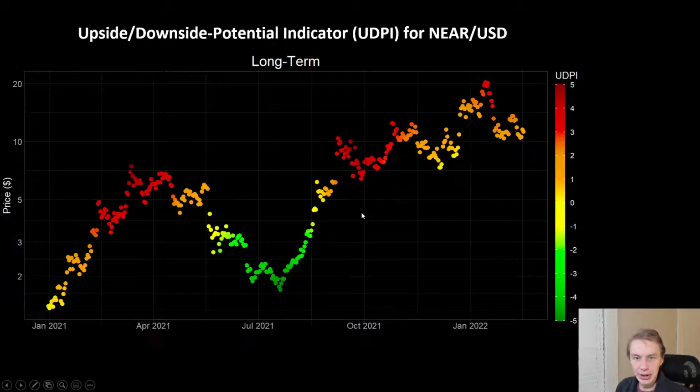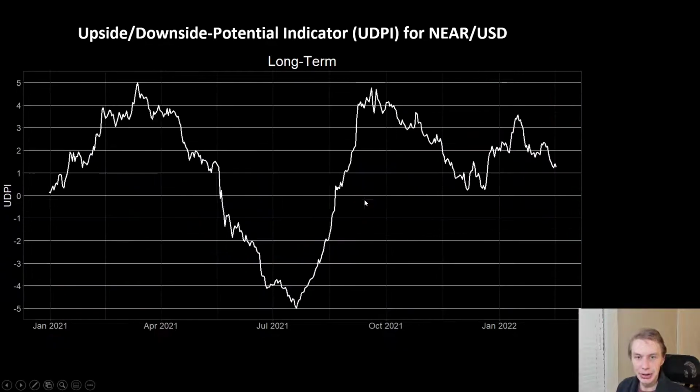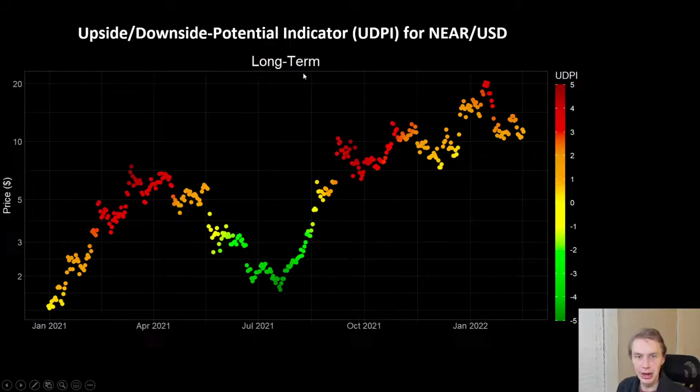So I think we can see a little bit better what the UDPI is doing by looking at its raw output across time, and so that's what I'm showing you here. The other thing I should note is that I'm showing you the long-term version of the UDPI. We have 3 different time frames that we look at with the UDPI, or we have 3 different UDPI models that look at different time frames.